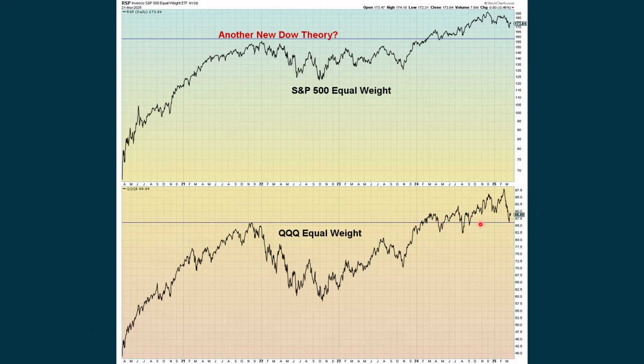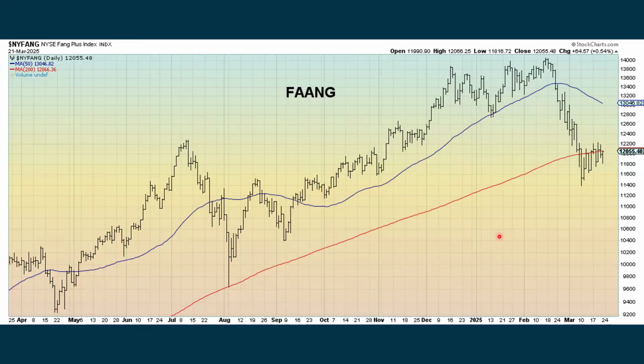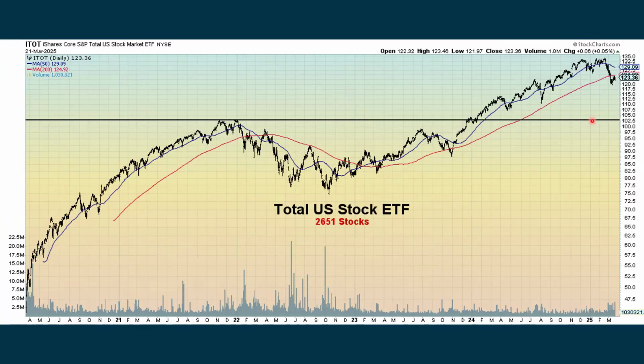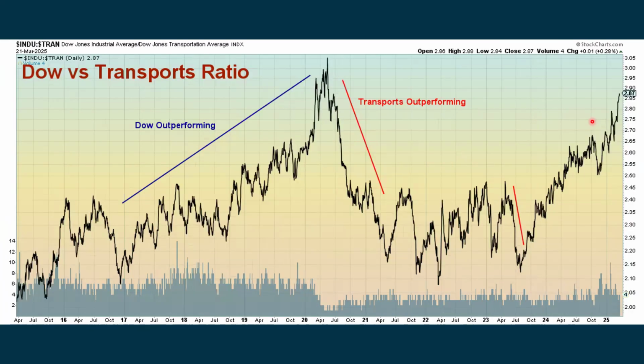This line's been here for a long time. It just happened to bounce up off of that. Could that be the beginning of something positive? We don't know. We're just watching this for right now. The FANG index just kind of goes a little bit above, a little bit below its 200-day moving average. This is another mega cap type index. The Wilshire, a broad market measure, is still underneath its 200-day moving average, as is the total US stock ETF.